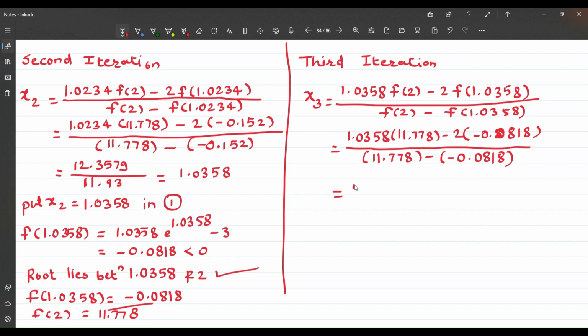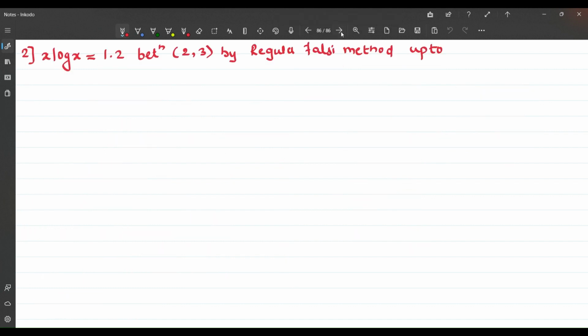Now by solving this numerator, the answer is 12.3634 divided by 11.8590. So the answer is 1.0425. After 3 iterations, the answer is 1.0425. So after this x3 you can stop. Okay. This example is also for 4 marks.